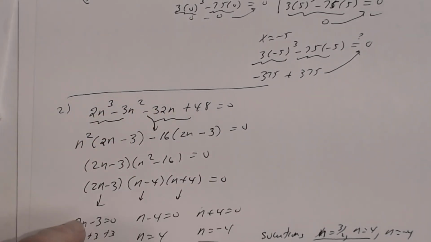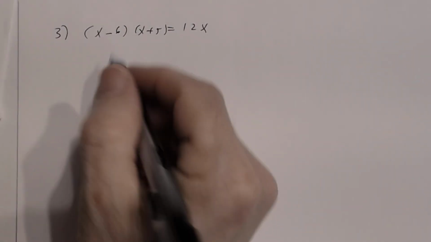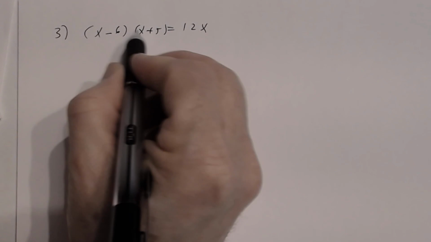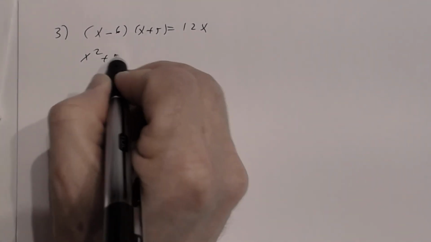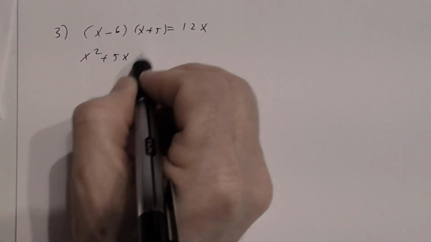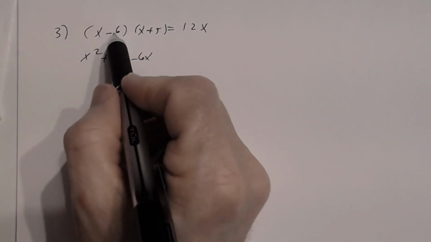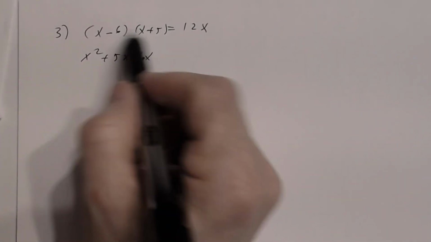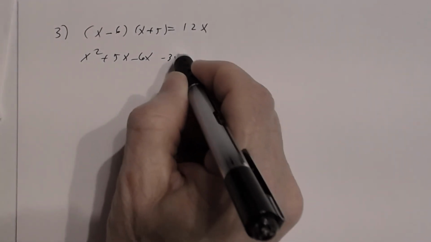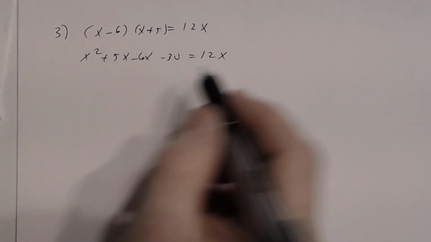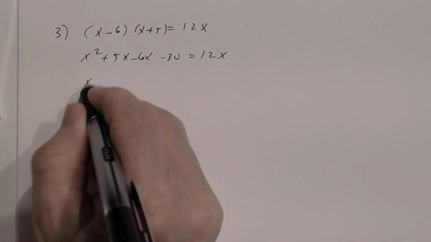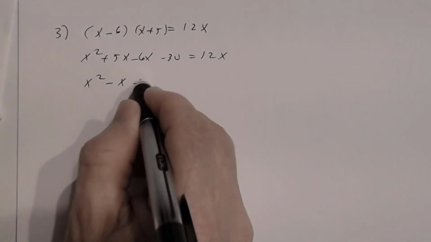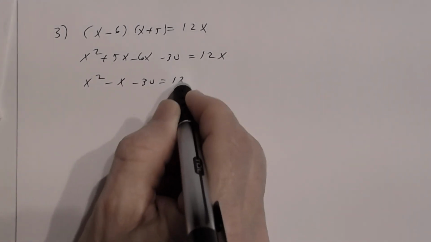Just like that, you can make it look like a polynomial. All right, so you have x times x is x squared. Your outer is 5x, I'm using the FOIL method here. The inner is negative 6x. And then the last, a negative 6 times positive 5 is a negative 30, and that's equal to 12x. Let's combine like terms first over here on the left side. So I get x squared minus x minus 30 equals 12x.